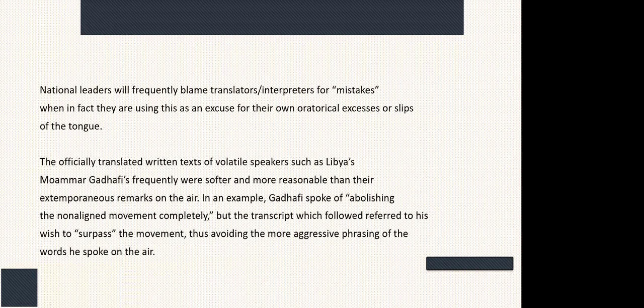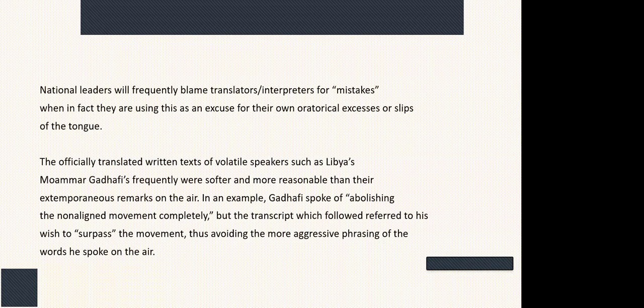Okay. And they have people in their team who should be mindful about that, not the translator or the interpreter. So the officially translated written text of volatile speakers such as Libya's Muammar Gaddafi, late one because he was killed by the U.S. during the Arab Spring, La Primavera Árabe, right? You remember that, were softer and more reasonable than their extemporaneous remarks on the air, right?